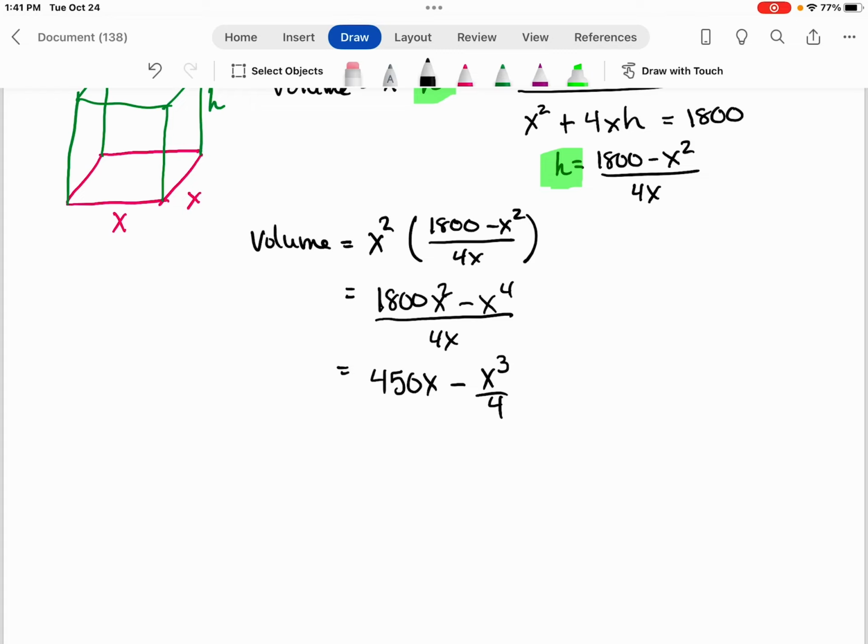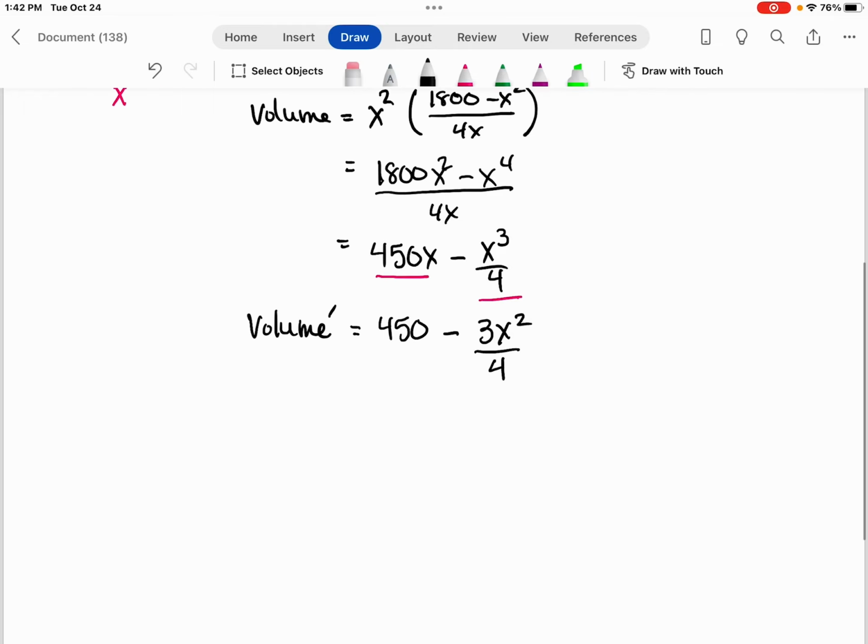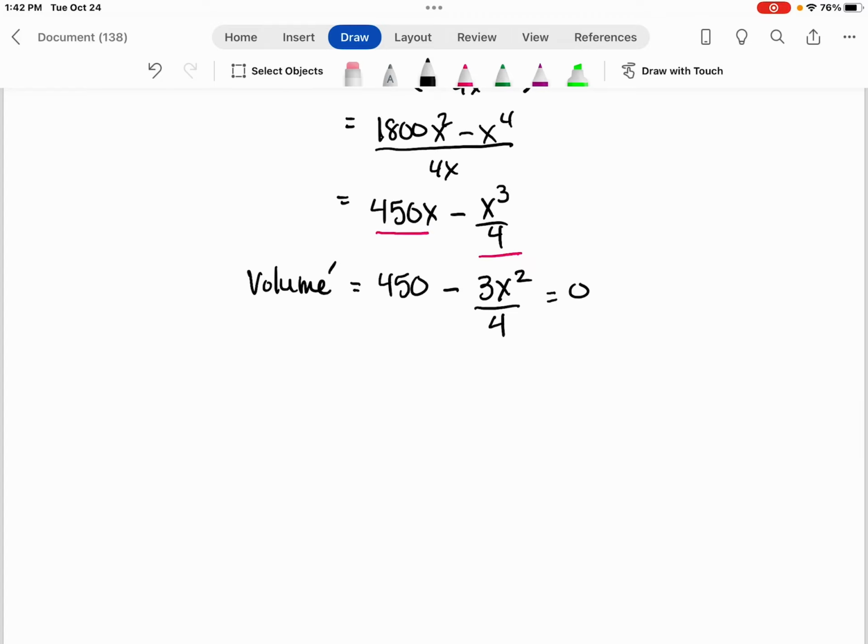So I'm going to find the derivative, set it equal to 0, and find critical values, and hopefully we'll find a maximum value. So I have the derivative of the volume is going to be 450. I'm looking at taking the derivative of this first, and then I'm going to take the derivative of this next. So I have minus 3x squared over 4. So here's my volume derivative. Now I want to find our critical values. So I'm going to set this equal to 0, and I'm going to solve for x.